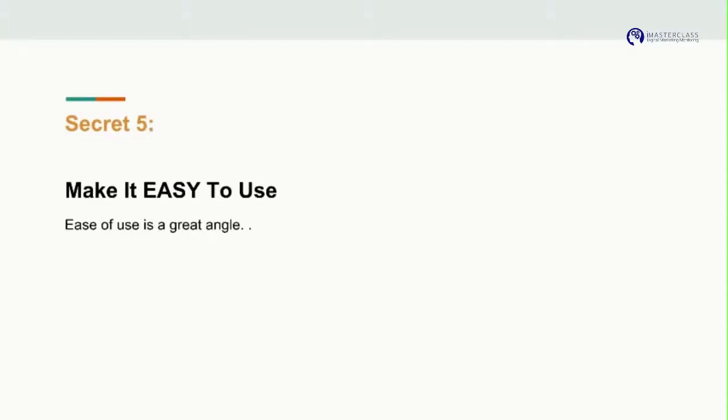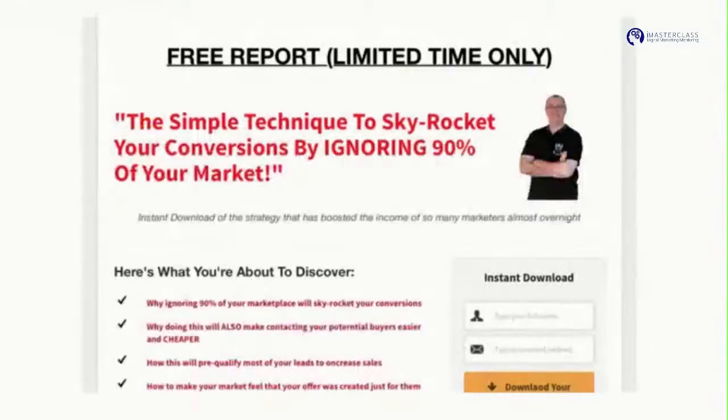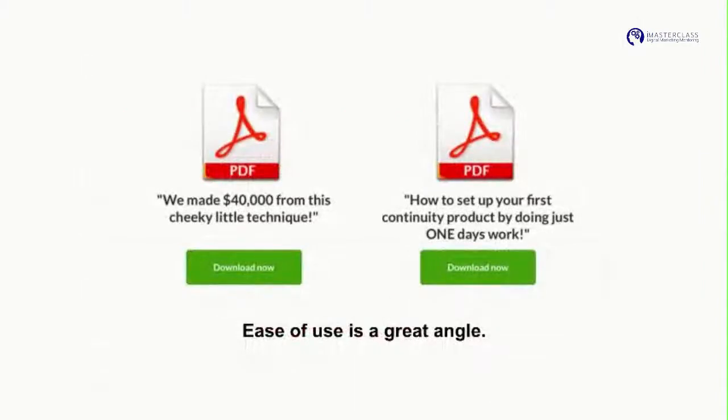So let's have a look at secret number 5. Make it easy to use. Ease of use is a great angle. Now, for this angle, you can use key phrases like simple, easy, takes less than, even, shortcut, and those kind of words. Now, I've used this angle to some extent myself in the past, like this, using simple in the headline. And I've also used a cheeky little technique which implies it's fast and easy.